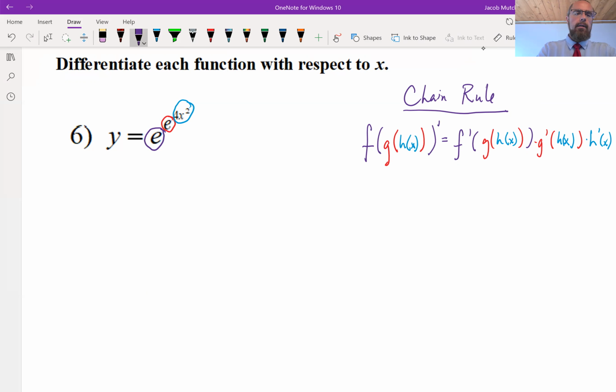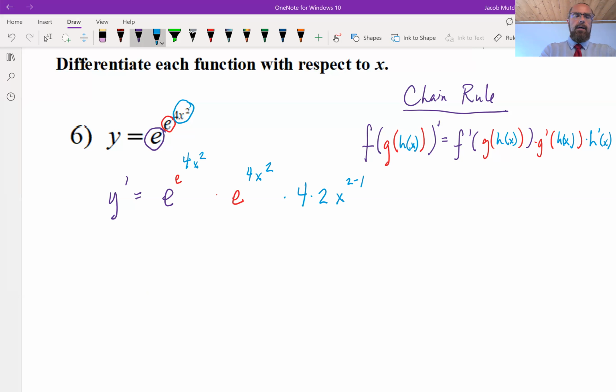So let's apply it. I want to take the derivative of y. So it's going to be the first function unchanged, e to the power of e to the power of 4x squared. And then I want to take the derivative of the g of h of x, so that's the red e. So that's going to be e to the power of 4x squared. And then to finalize, I need to take the derivative of the h of x function, which is that polynomial 4x squared. So that's going to be 4 times the old power of 2 as a coefficient, x to the power of 2 minus 1. So there's our setup.